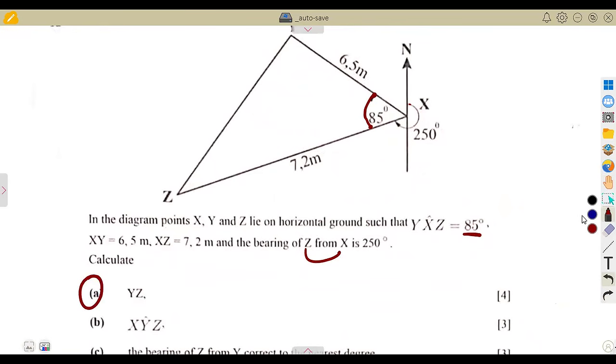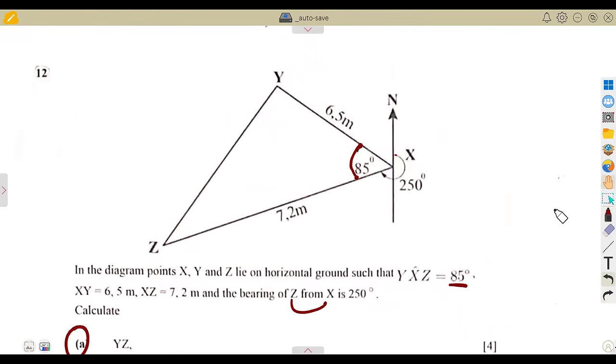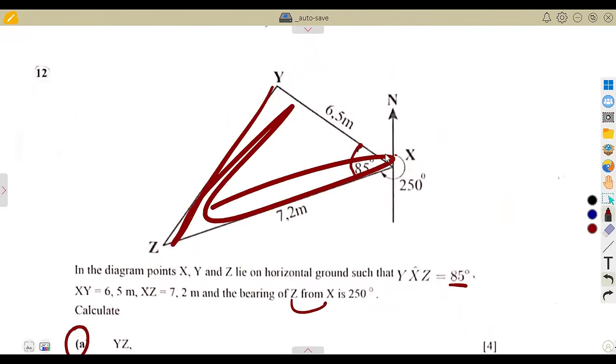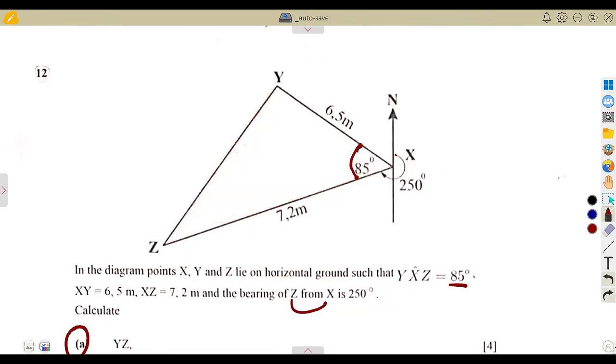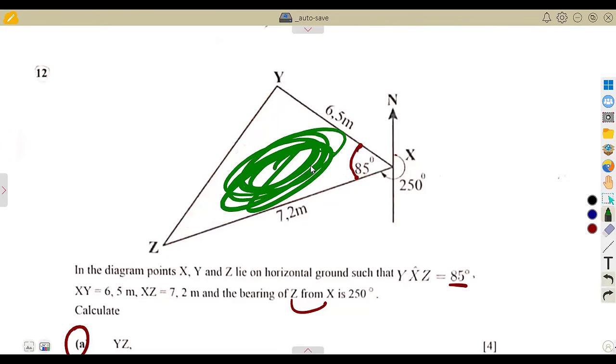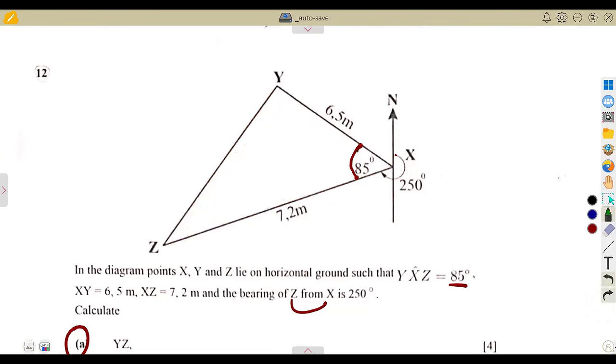Calculate YZ, the distance from Y to Z. This has nothing to do with the bearing. Don't include bearing where it's not involved. This is solving triangles. So they combine bearing and solving triangles. This one is a solving triangle question.